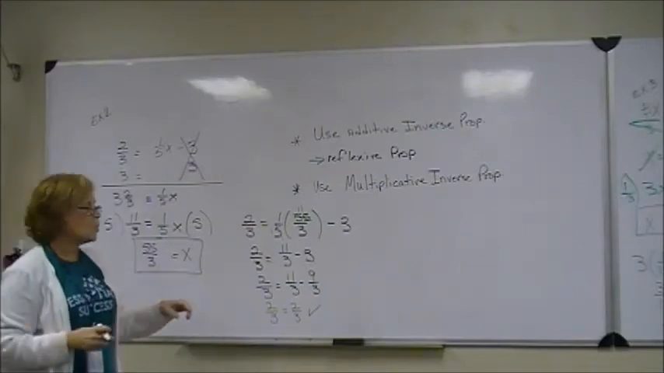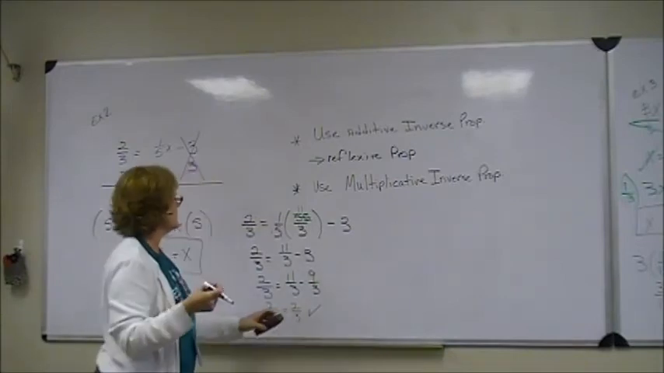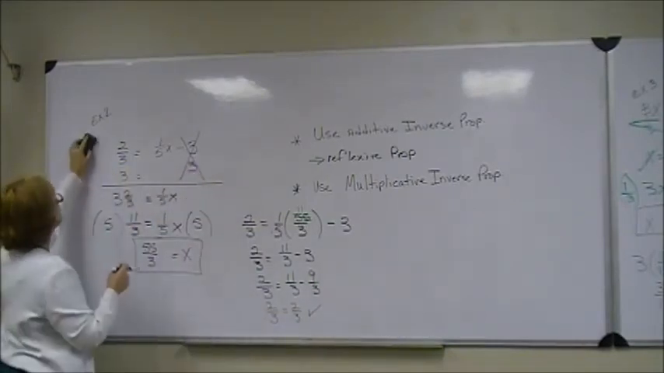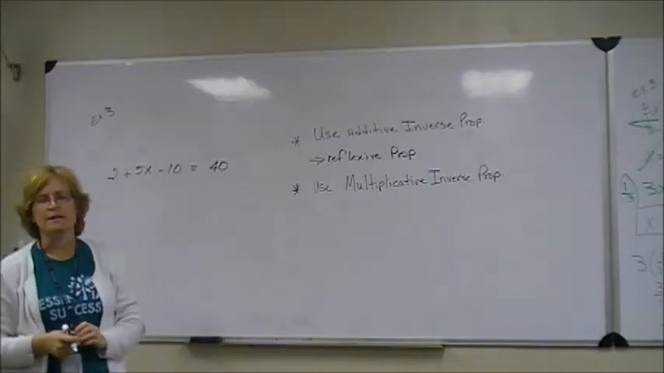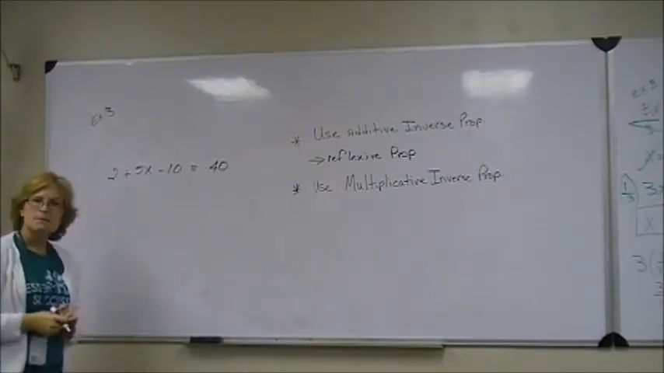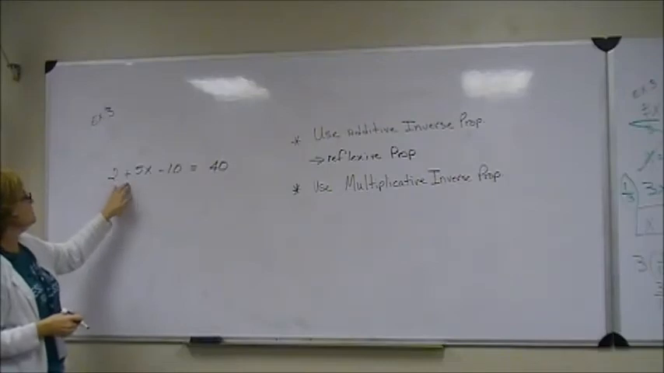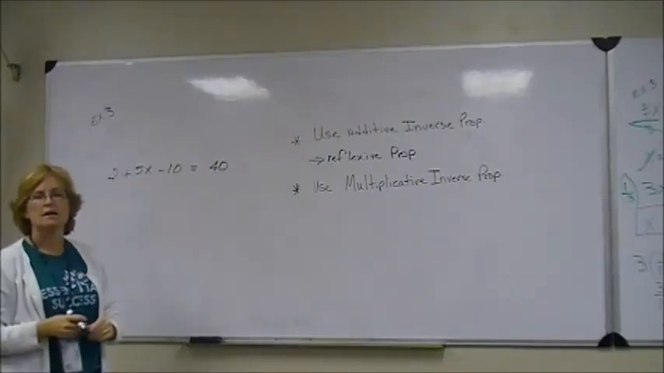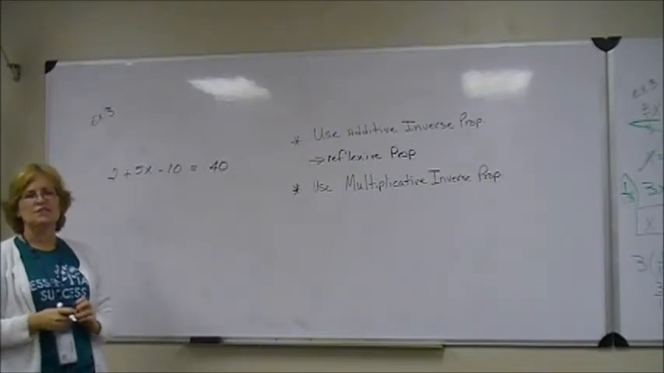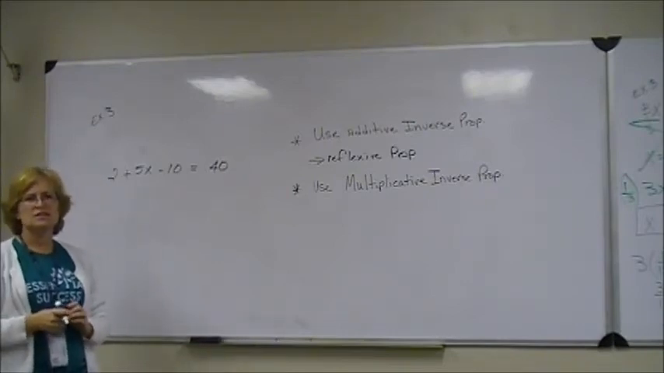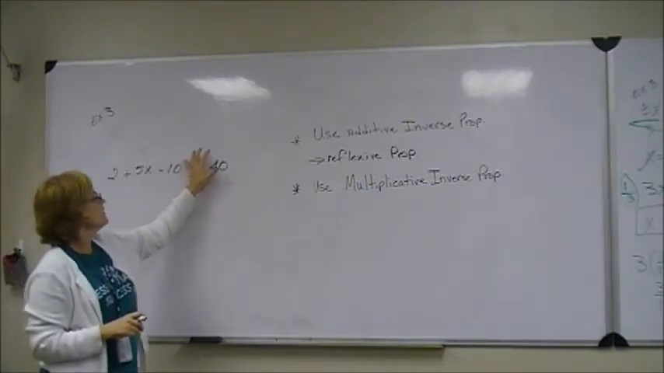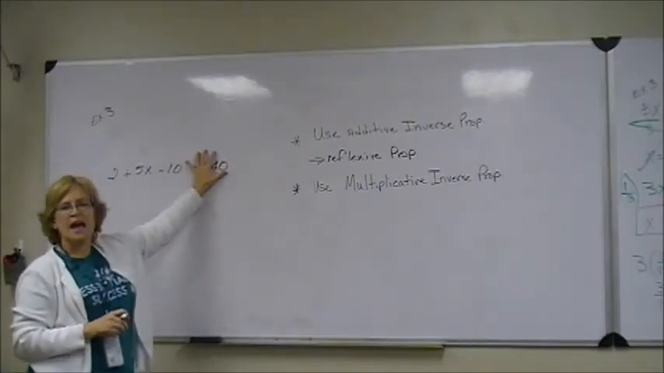Let's do one more, and I'm going to make it a little crazy, as if this one wasn't. All right, example number 3. Example number 3 says 2 plus 5x minus 10 is equal to 40. What's the first thing I need to do? Well, the first thing I need to do is locate my variable and look at that side. All right, this is what I have.